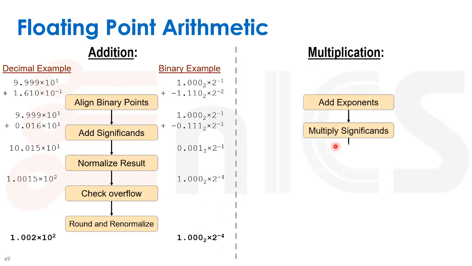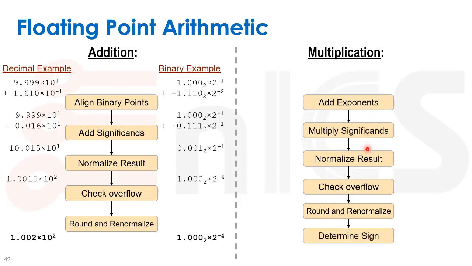Multiplication is very, very similar. What we're going to do here, though, is first add the exponents, then multiply the significands, normalize the result, and again check for overflow, round and renormalize. And in this case, we have to determine the sign at the end. So just as an example with decimal, we have 1.110 times 10 to the 10 times 9.200 times 10 to the minus 5. So what we're going to do is first add the exponents, and it's really easy because we just take the 10 plus minus 5, and we get 5. So we know that the exponent over here is going to be 5.